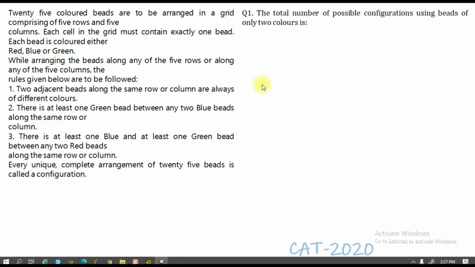Okay, let's look at this case set. This was one of the easiest cases of CAT 2020 slot number 2. Now what's given here? Let's look at this.